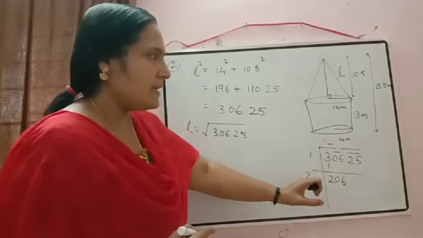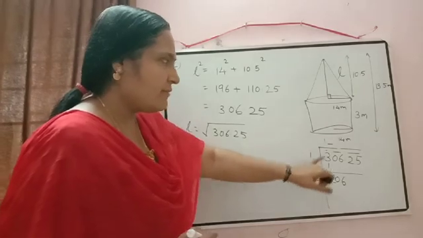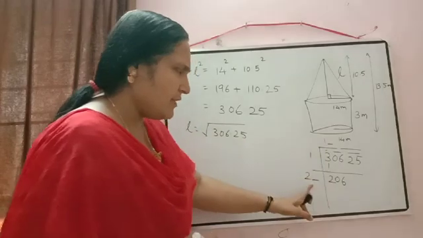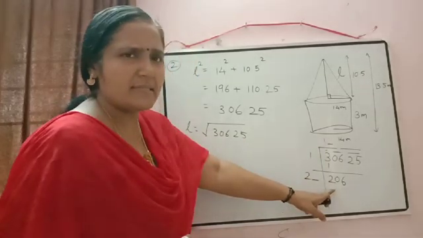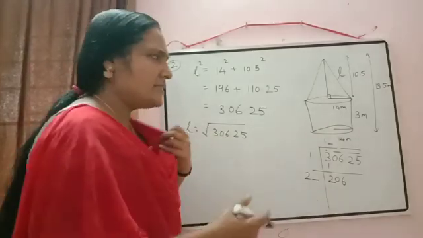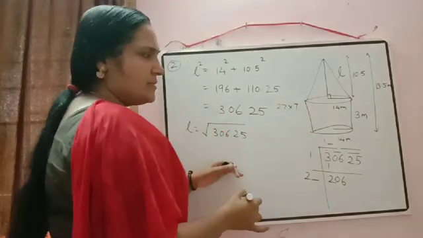So for our convenience, what you should do, check the middle number there. If I will write here 5, then here also 5 only should come. 25 into 5 is 125. Smaller than 206 there. So we can think of any other number. Just skip 6, we can check for 7. So then it will be equal to 27 into 7.